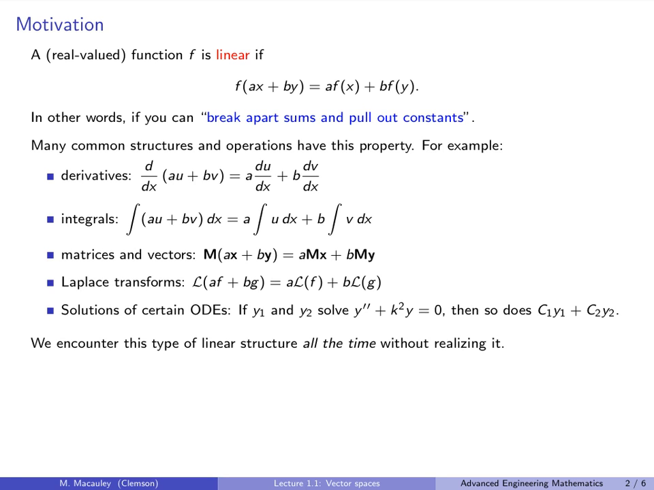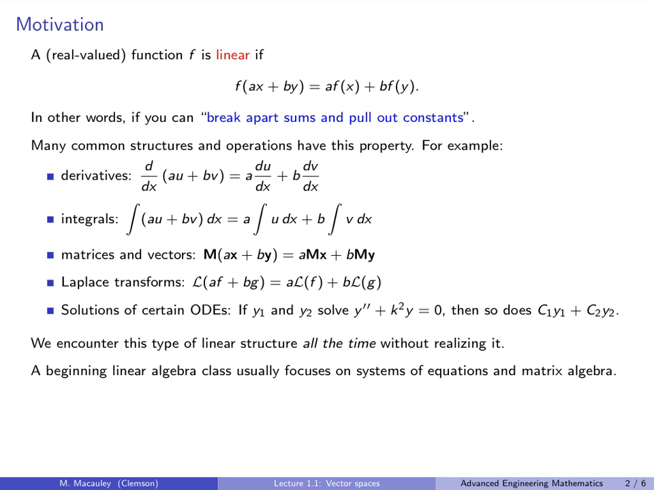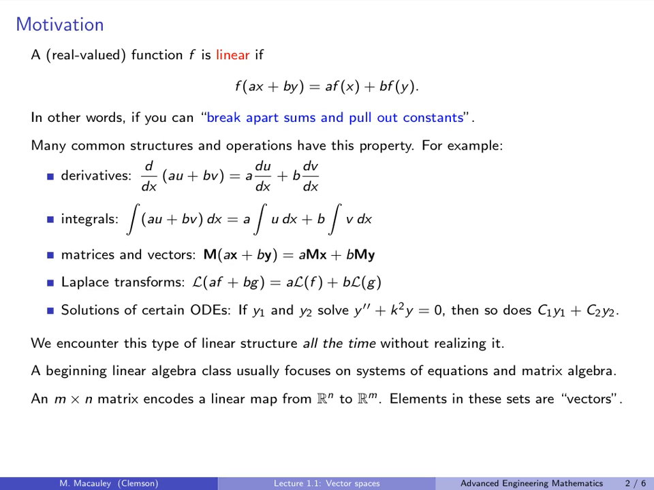We encounter this type of linear structure all the time in mathematics without even realizing it. You've done it a lot already in your first couple years of college mathematics. A beginning linear algebra class usually focuses on systems of equations in matrix algebra. As I said above, an m by n matrix encodes a linear map from Rn to Rm, and elements in these sets are called vectors.